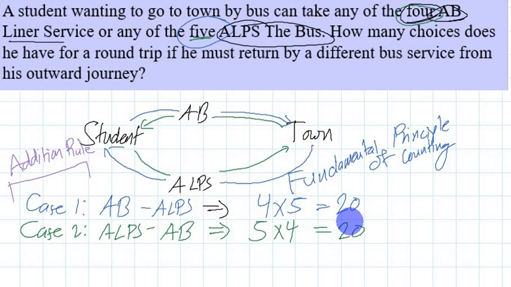Since I am asked how many choices the student has for the round trip, regardless of what he chooses first, we have to add these through the addition rule. And we will have 20 plus 20. Therefore, there will be 40 choices for the student to have his round trip journey from where he is to town and back. And that is a clear application of the fundamental principle of counting and the addition rule.